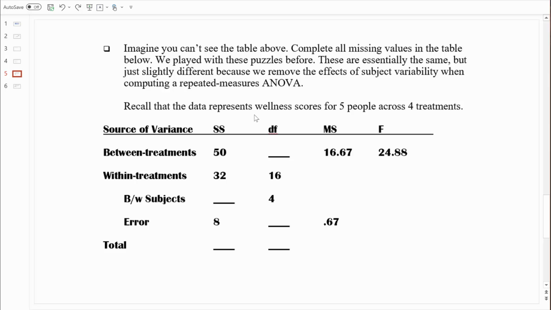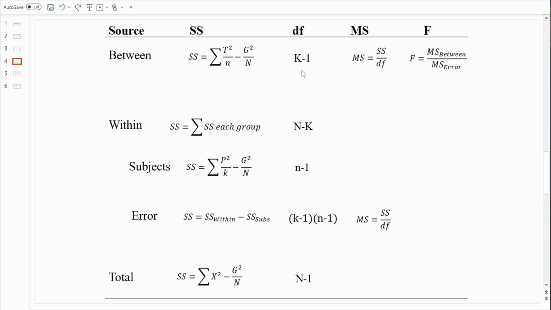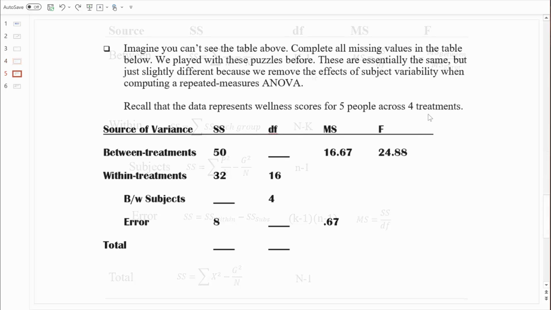You might recall that when we've worked on puzzles like this in the past, it's always easiest to start with the column for degrees of freedom. That's primarily because the formulas for computing degrees of freedom are really very straightforward. Let's take a look. For example, one cell that had missing information was this one right here, degrees of freedom between treatments. That value is based on the number of treatment groups minus 1. In this particular research study, there were 4 treatment groups. 4 minus 1 equals 3 degrees of freedom.